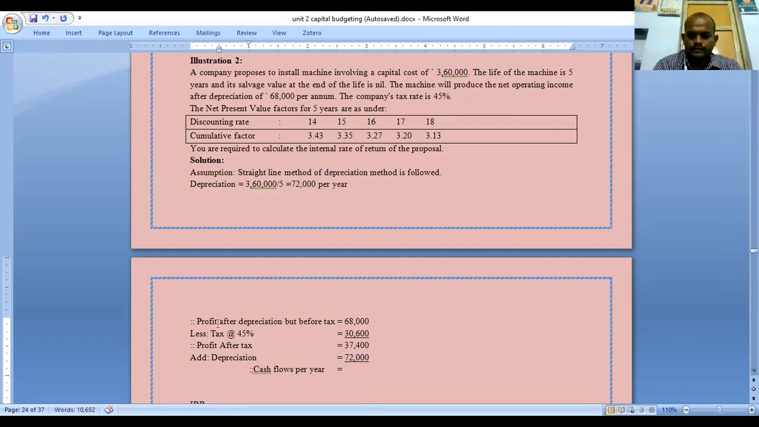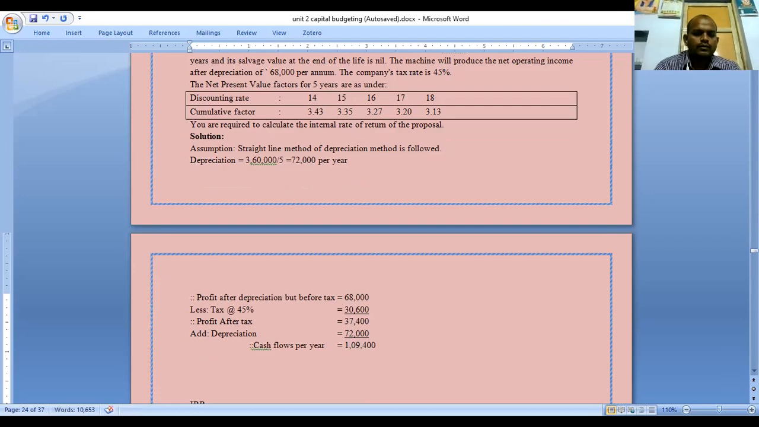One lakh 9,400. So now calculation of IRR.